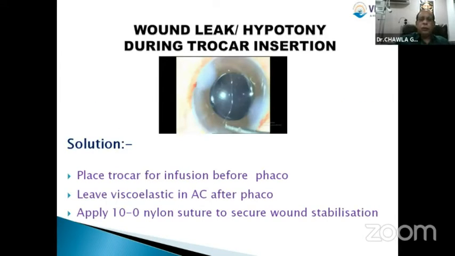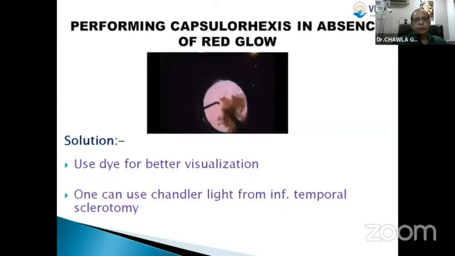There is one common problem, our first problem: if we are doing these combined surgeries, we could have leak or hypotony when we are starting our vitreous surgery or placing our trocars. To prevent this hypotony, we can place the trocar for infusion before starting the phaco. We can leave some amount of viscoelastic in the anterior chamber after completing our phaco, and we can close our main wound with 10-0 nylon so that the wound will not leak.